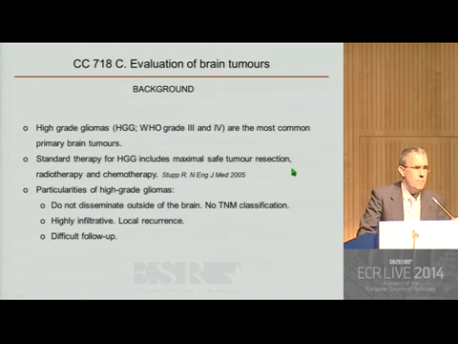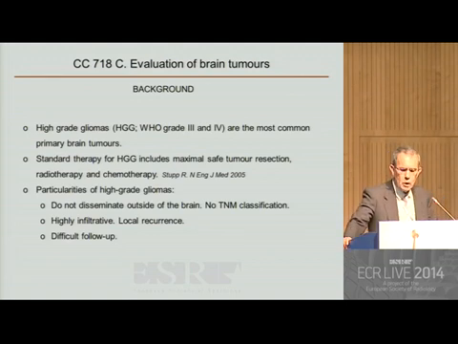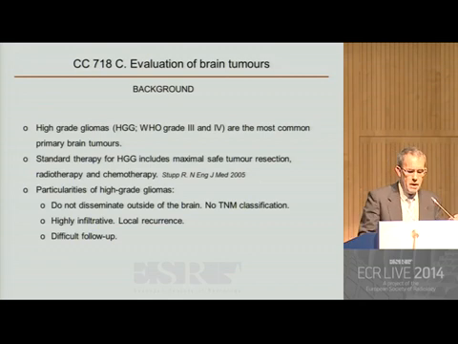These tumors have some particularities that make them different to tumors in other locations. First, these tumors don't disseminate outside of the brain. It's very uncommon to find lymphadenopathies or metastases from a high-grade glioma, so we don't use the TNM classification. On the other hand, these tumors are very infiltrative. Tumor cells extend along the neural tracts, and it's quite impossible to resect all the tumor cells. So local recurrence is the rule for these tumors.